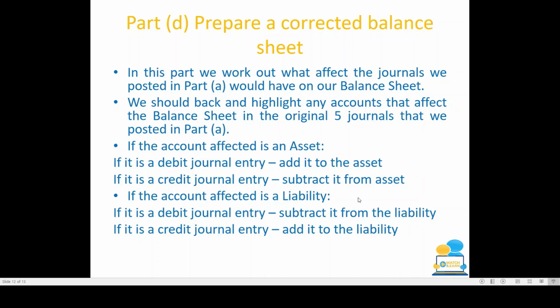If the account affected is a liability, so something like creditors, if it's a debit journal entry, we subtract it from the liability because creditors is a liability, a credit balance. So if we're debiting creditors in part A, we'll take it away from creditors. And if it's a credit journal entry, we'll add it because liabilities have a credit balance. So if we're crediting creditors, we're going to add it to our creditors balance.